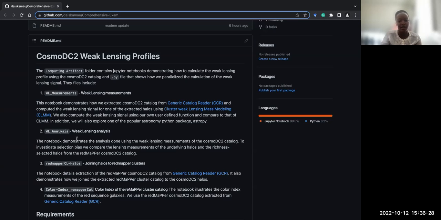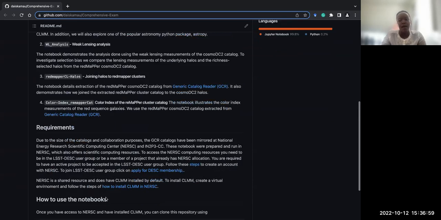And then we have the analysis of the weak lensing signal, which resulted in the plot that I've shown in the slides. The third notebook shows the joining of the 2 catalogs, that is, the clusters identified using redMaPPer and the underlying clusters catalog. And then the other one shows just the color index of the redMaPPer, so it illustrates the measurements of the red sequence galaxies.